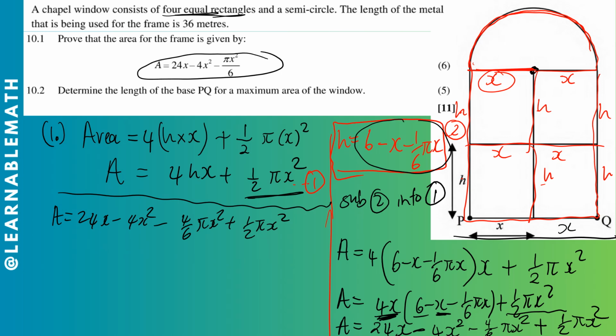Then we can add like terms. Area equals 24x minus 4x squared. You can see these are actually like terms: minus 4 over 6 plus 1 over 2 will give us minus 1 over 6 pi x squared. Then we have finally shown that indeed our area is equal to that expression there, which is 24x minus 4x squared minus 1 over 6 pi x squared. Okay, let's go to 10.2.